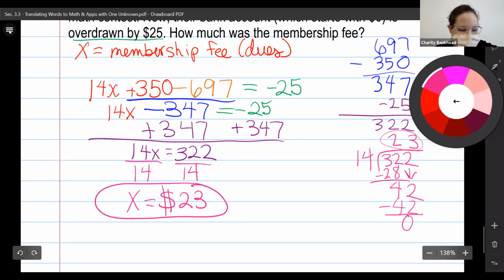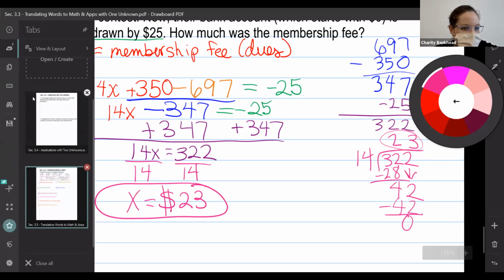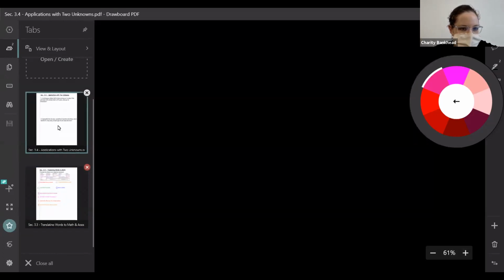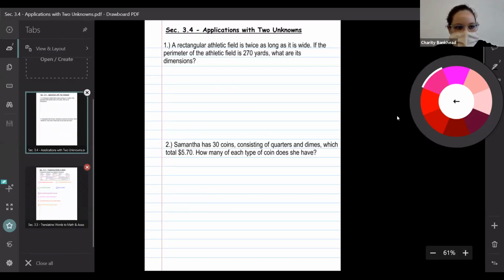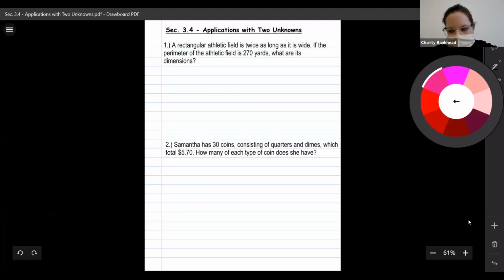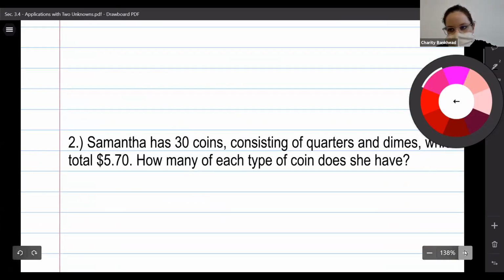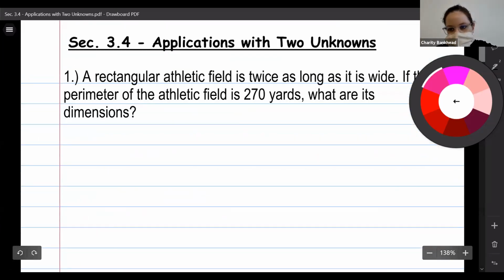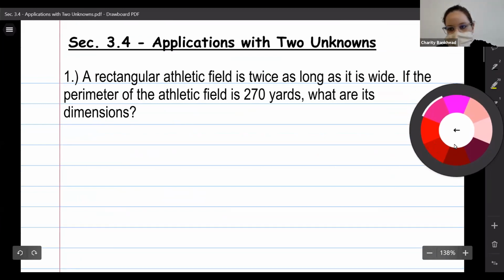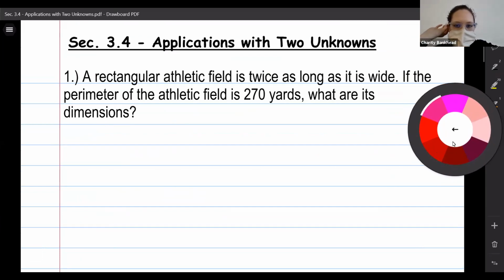All right. Next, we're going to move on to section 3.4. All right, so this is more word problems. These are applications with 2 unknowns.